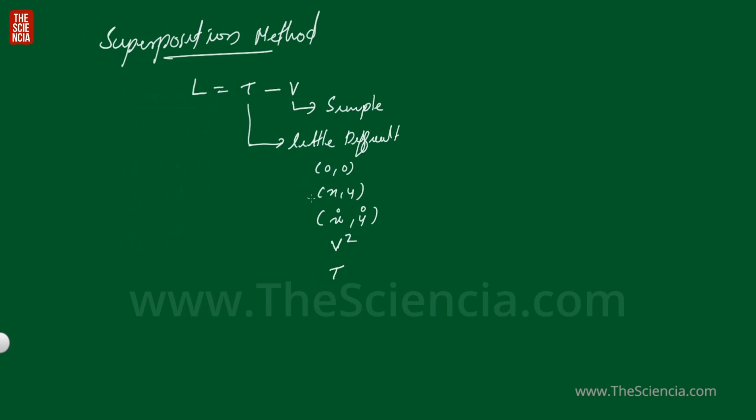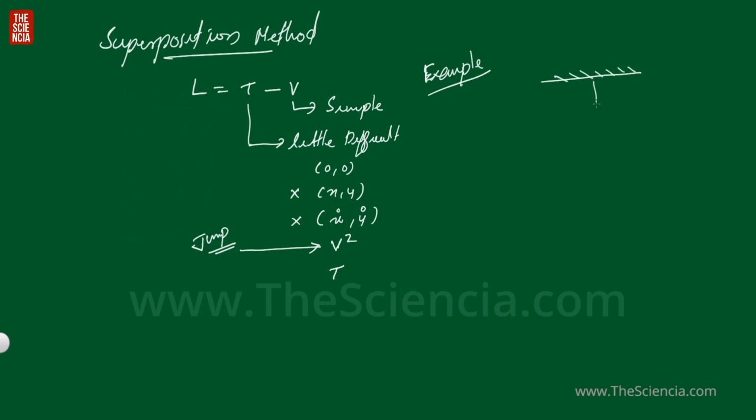In the superposition method, we are not bothered about x and y, and we are not going to calculate x dot and y dot, but we directly jump to the velocity. Just by looking at the problem figure, we directly write what the velocity is. How can we do this? I will tell you with an example, an example of a simple pendulum.